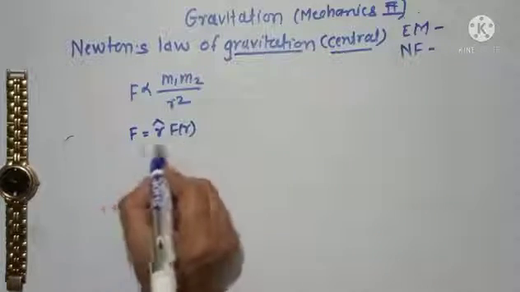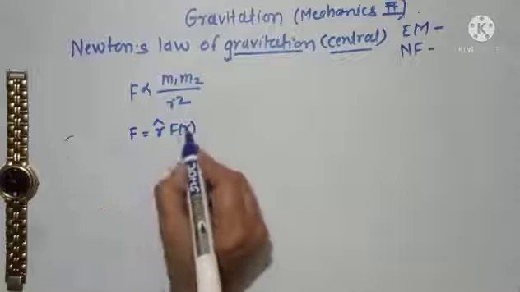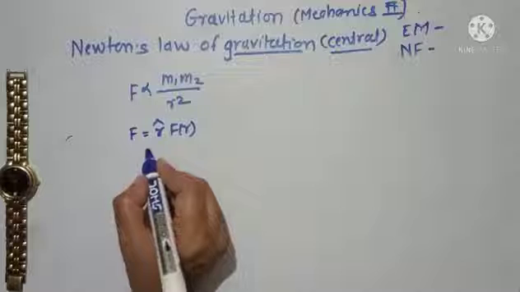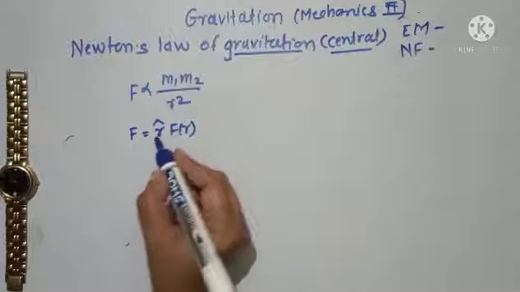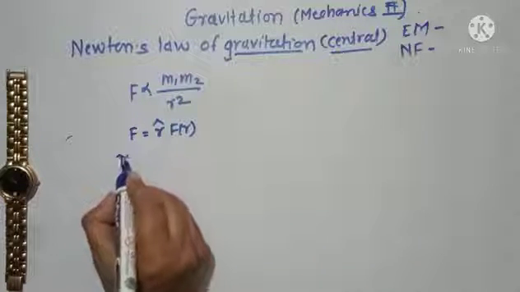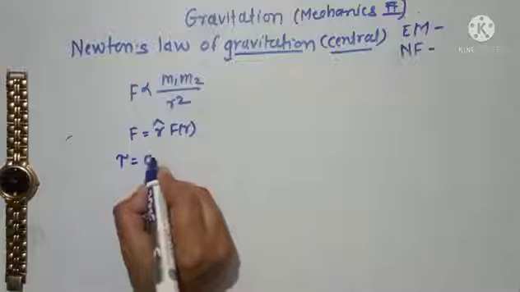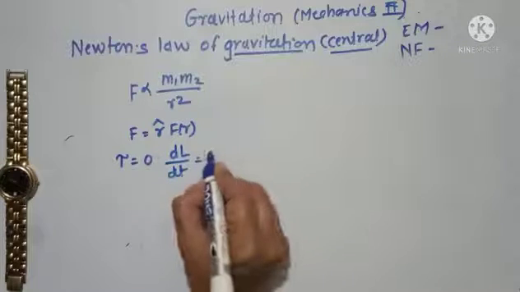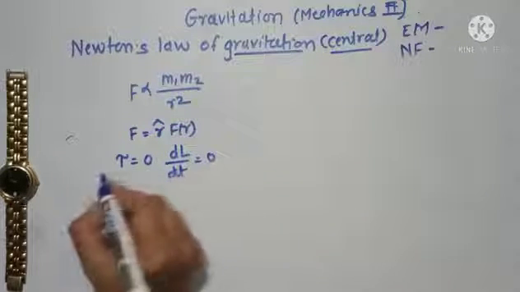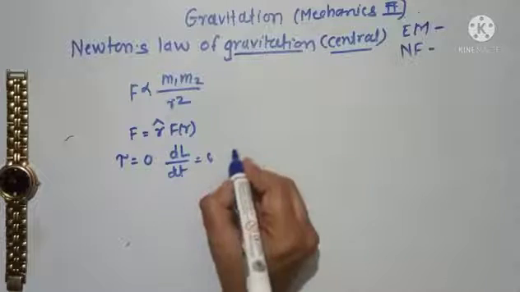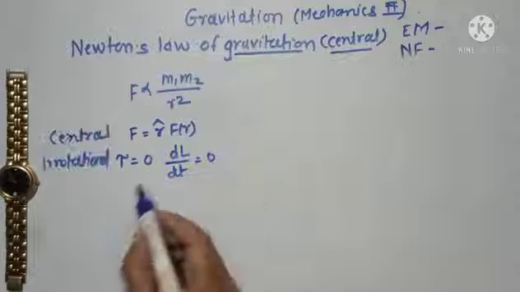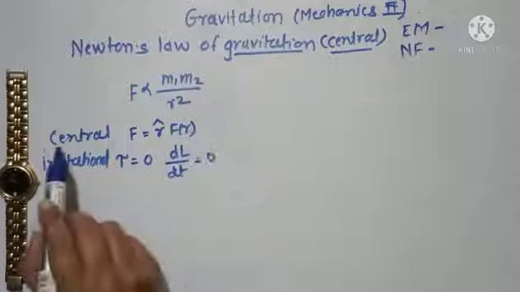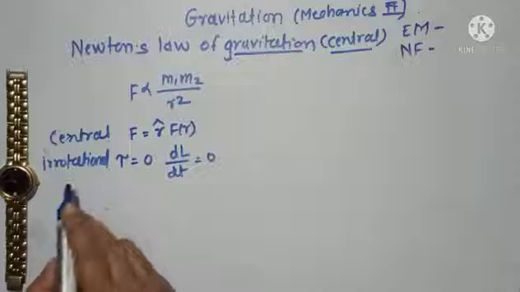So this is a mathematical representation of the central force, which is a function of only r. This central force is an irrotational force. So tau is equal to 0, or we can write dL upon dt is equal to 0. If this is the case, then the force is called irrotational. These are the properties of the gravitational force. This force is a central force, and it is also an irrotational force.